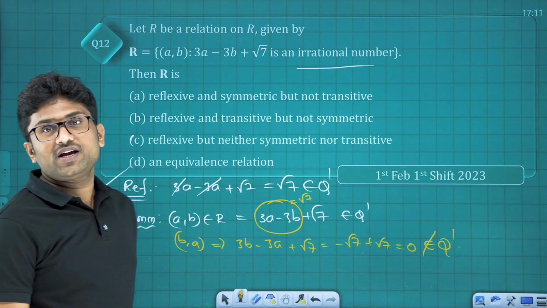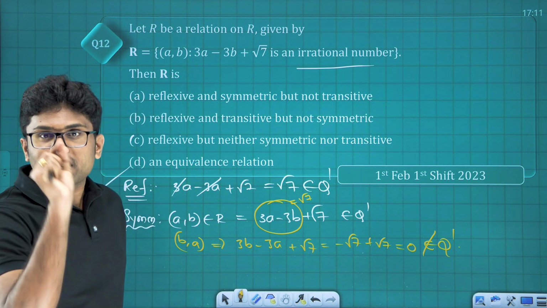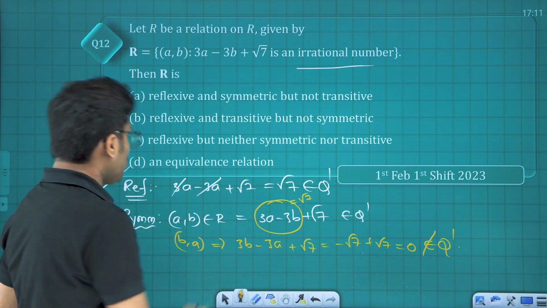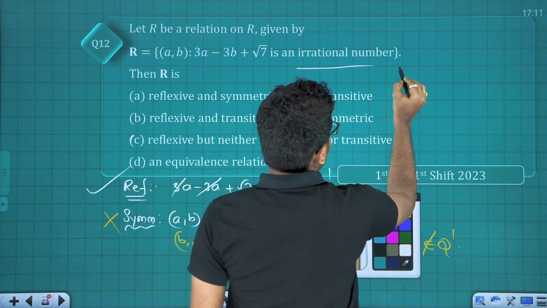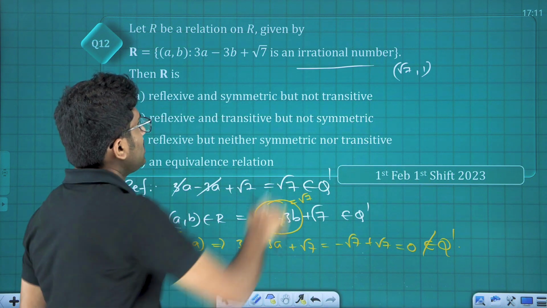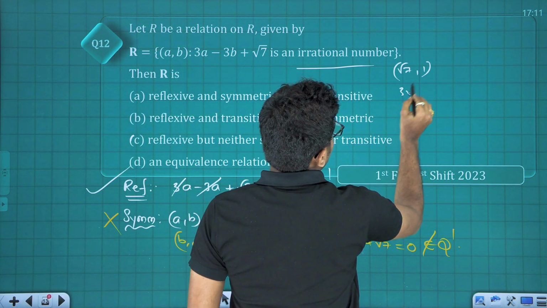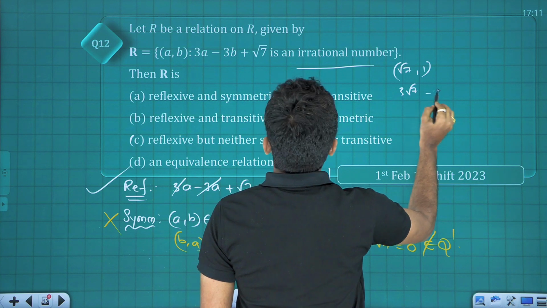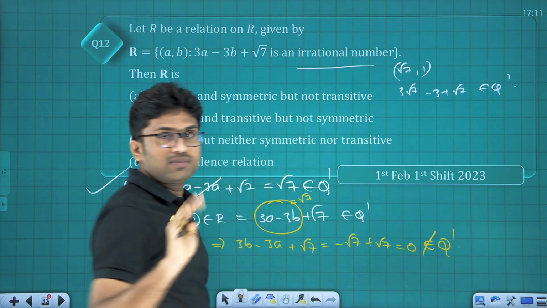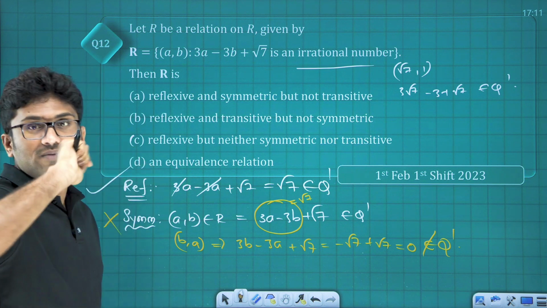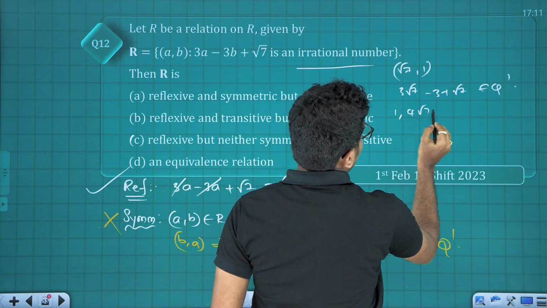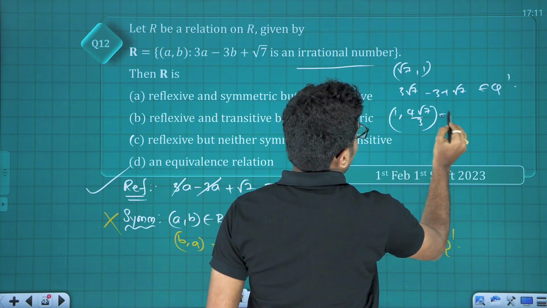Now in the same way we can check for transitivity also. For transitivity we have to check one counter example. So what is that counter example? First, (root 7, 1) belongs to R. Why? See, 3 root 7 minus 3 plus root 7, clearly it is an irrational number, that is 4 root 7 minus 3. Another, (1, 4 root 7 by 3) is also an element of R.